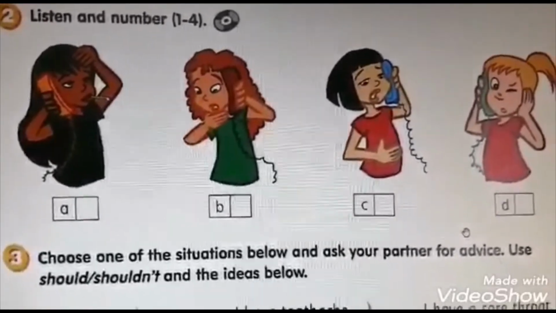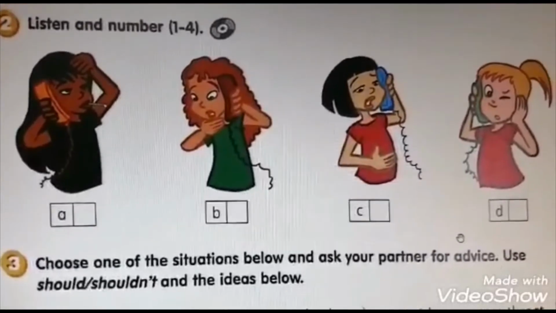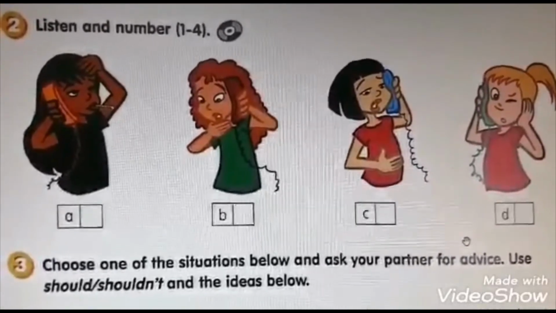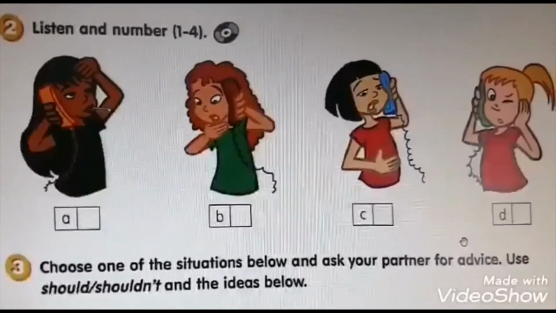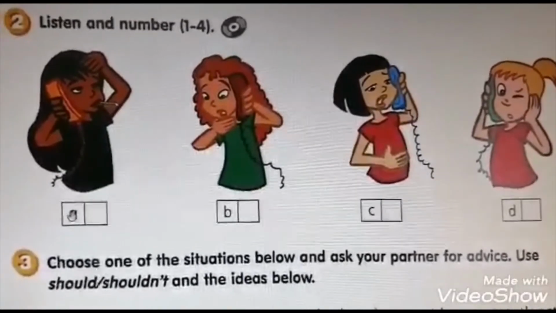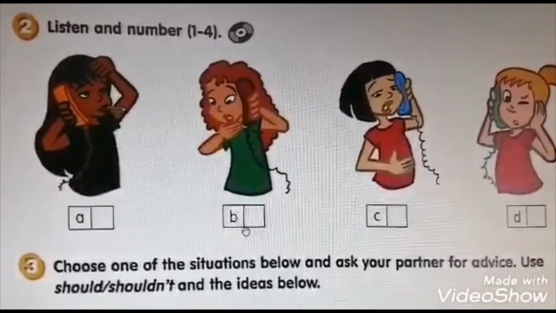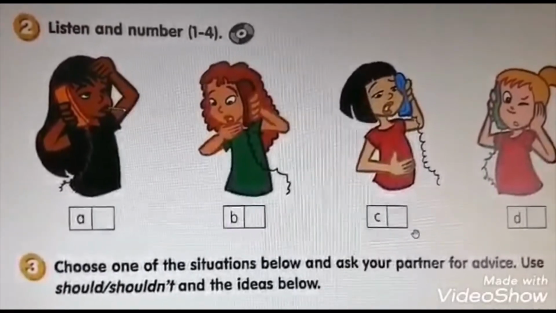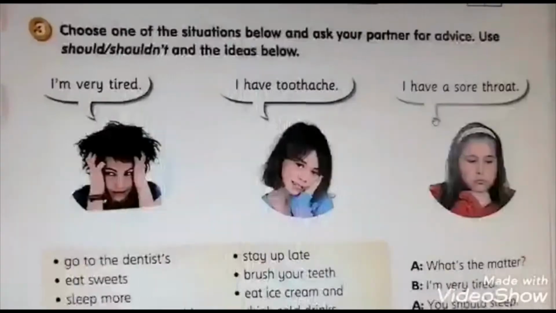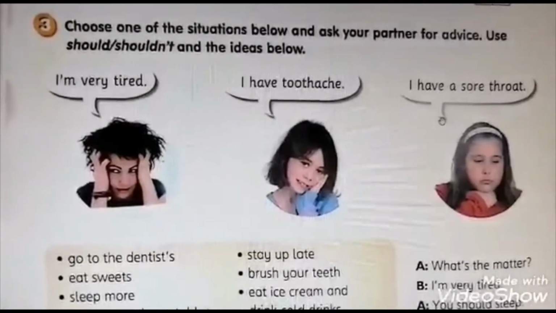So I hope you have numbered the pictures according to the listening. So just check your answers. A 2, B 4, C 1, and D 3. So let's have a look at the activity 3.